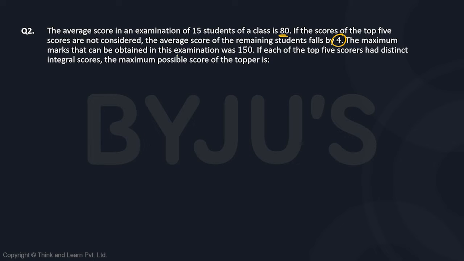The maximum marks that can be obtained in the examination was 150. Now, if each of the top 5 scorers had distinct integral scores, this is the most important part of this question, the maximum possible score of the topper is. Now, a straightforward question of averages, but a little bit of maxima and minima will make the level of difficulty medium or hard. All right.